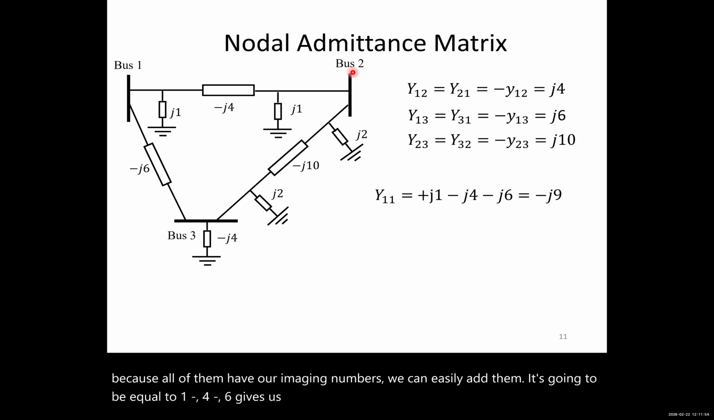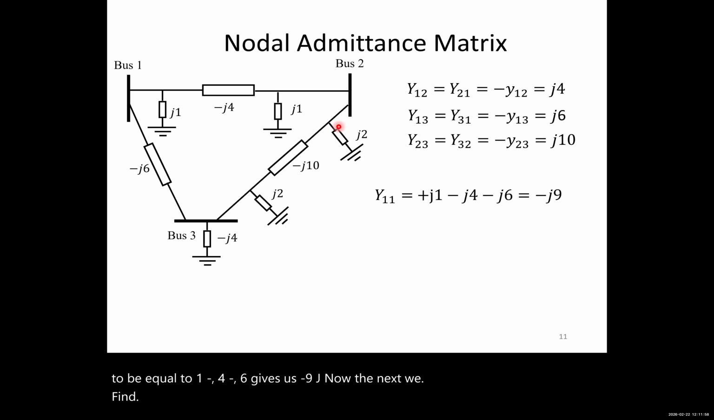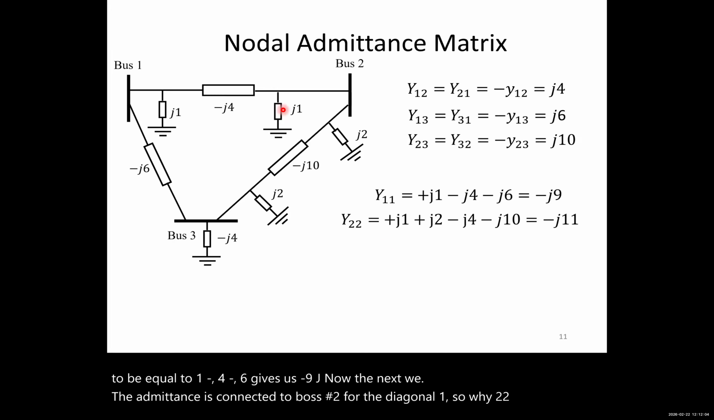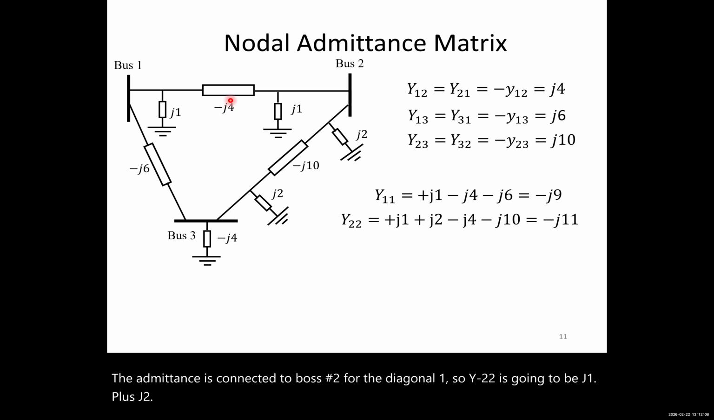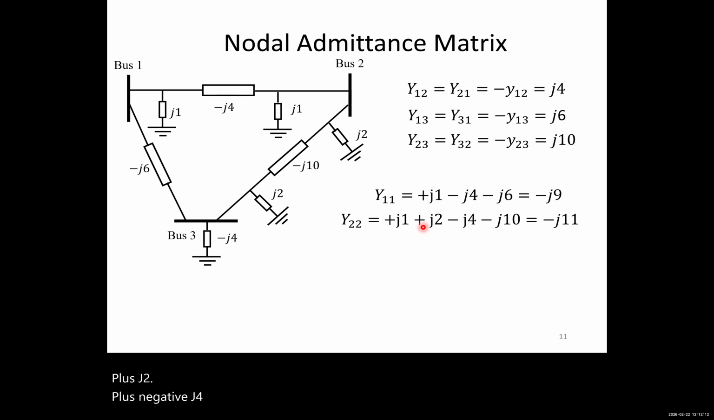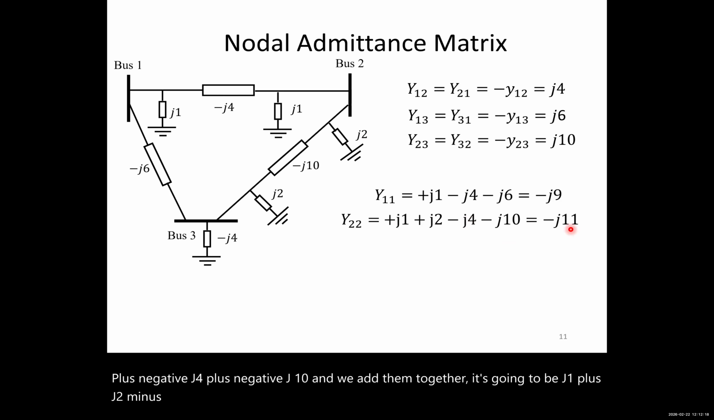Now the next, we want to find the admittances connected to bus number 2 for the diagonal one. So Y22 is going to be j1 plus j2 plus negative j4 plus negative j10. And we add them together. It's going to be j1 plus j2 minus j10 minus j4, which gives us negative j11.